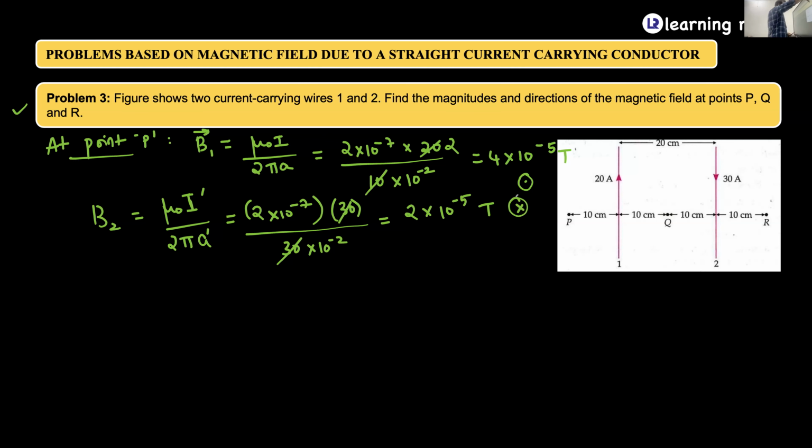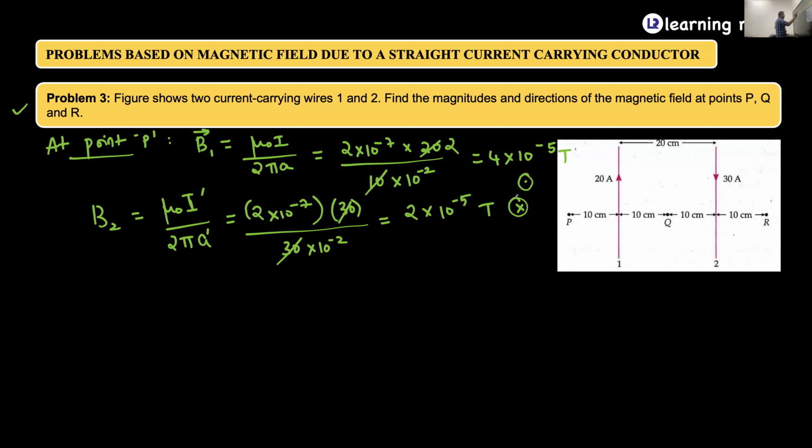Observe. Due to this conductor, the current is flowing in the downward direction. So place the thumb like this, curl the fingers. It is going and hitting into the plane, completely on the left of it. So due to the first conductor at point P, it is going to be out of the plane, and due to the second conductor, it is going to be into the plane.